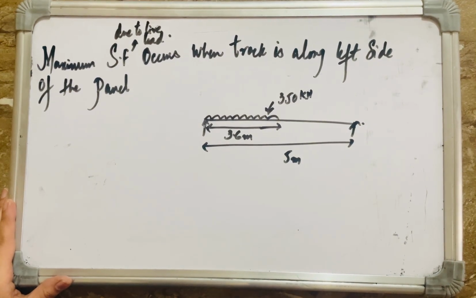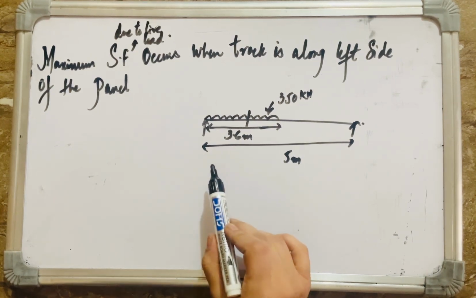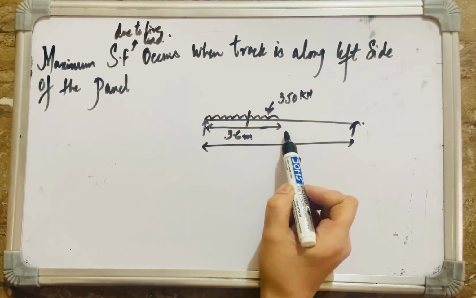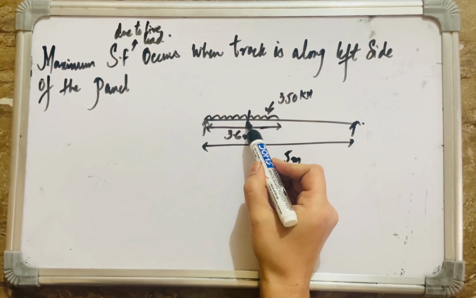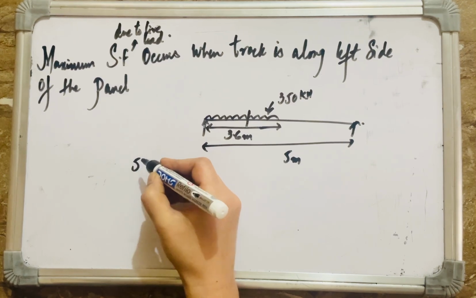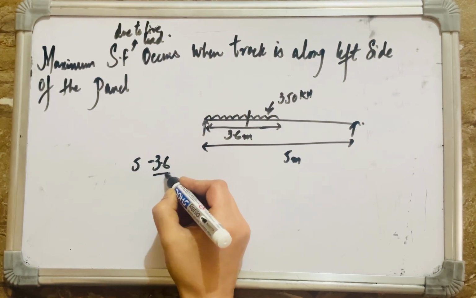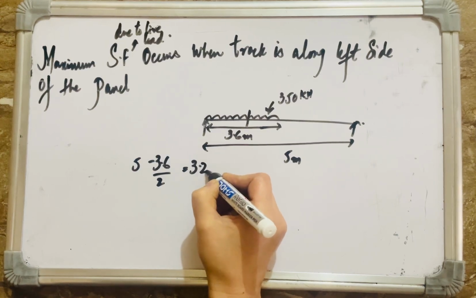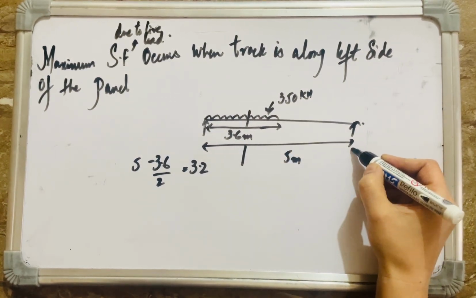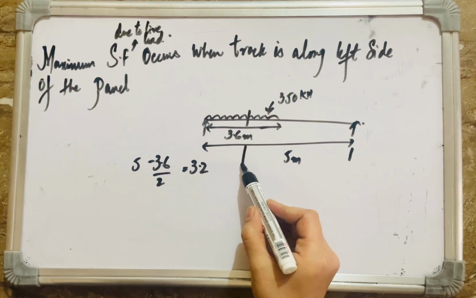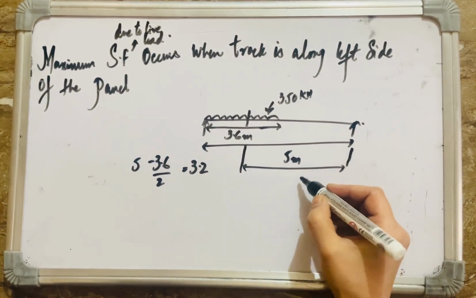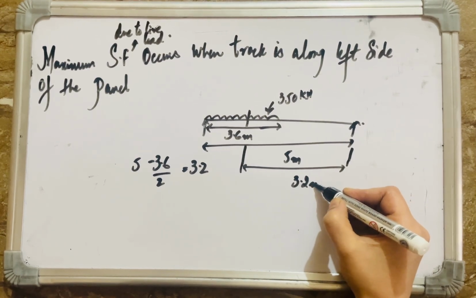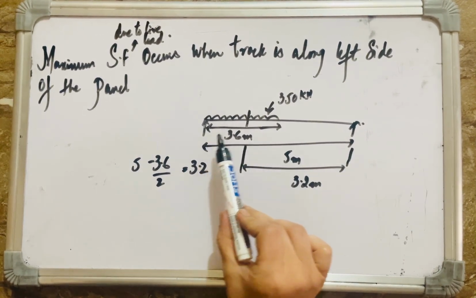Now I have to calculate how much will be the remaining distance. If this is 5 and this is 3.6, the remaining distance from this point to this point will be (5 minus 3.6) divided by 2. This is 3.2. So the distance from here to here is 3.2 meters. This is the stringer beam.